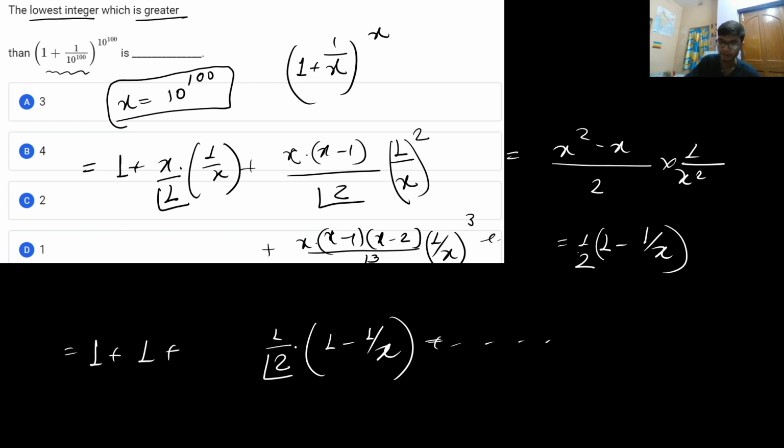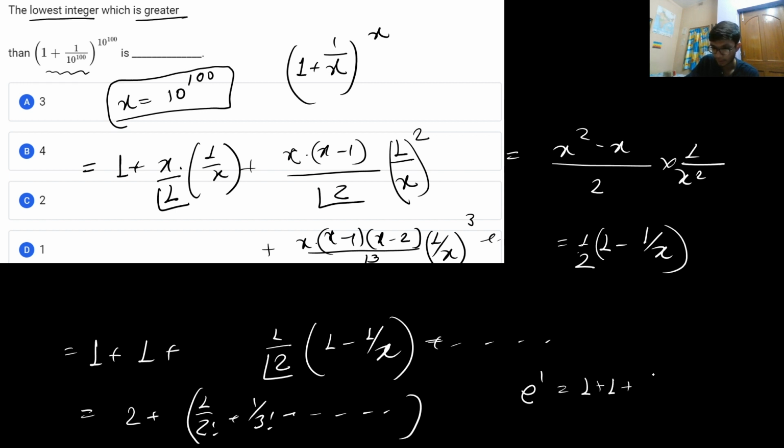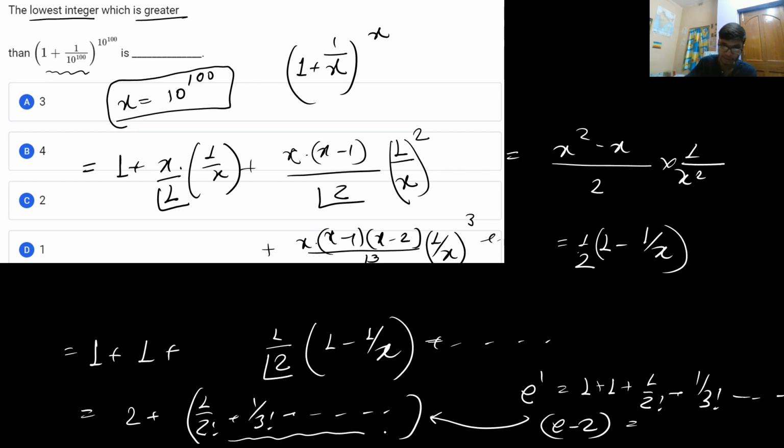And in this particular term, if you look, 1 by x you would keep out as common, then the terms will be 2 plus 1 by 2 factorial plus 1 by 3 factorial, and so on. And if you look at the expansion of e to the power 1, it is 1 plus 1 plus 1 by 2 factorial plus 1 by 3 factorial, and so on up to infinity. That means this particular term resembles e minus 2.